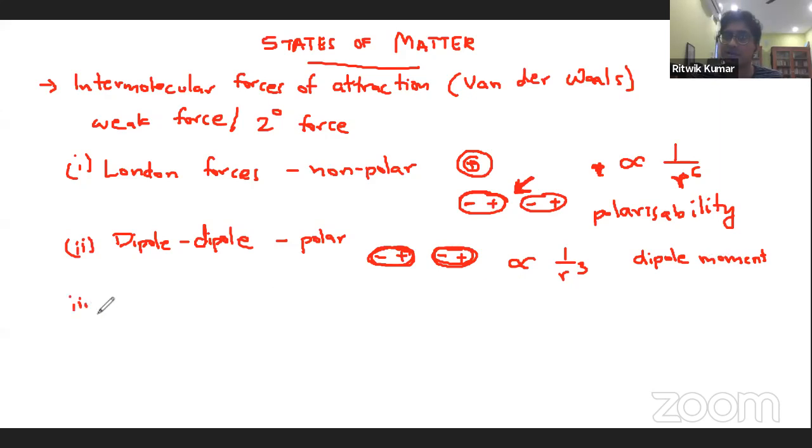And the special case of dipole-dipole is the hydrogen bond. Right? I'm not going to go into details of this because you already know most of this. Hydrogen bond is a special case of dipole-dipole, so it is also inversely proportional to the cube of the distance between them. Hydrogen bond is stronger than dipole-dipole because it exhibits a higher dipole moment in those molecules.